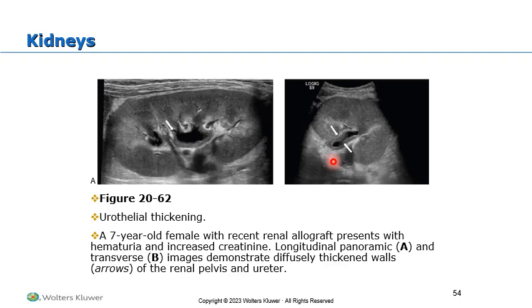Now, pyelonephritis is going to cause elevated white blood count and fever. They might have gross or microscopic hematuria, and a general feeling of being unwell. These are usually pretty sick, uncomfortable patients.